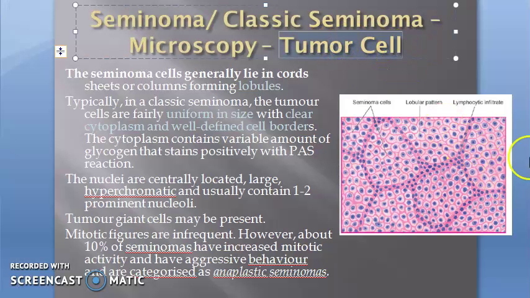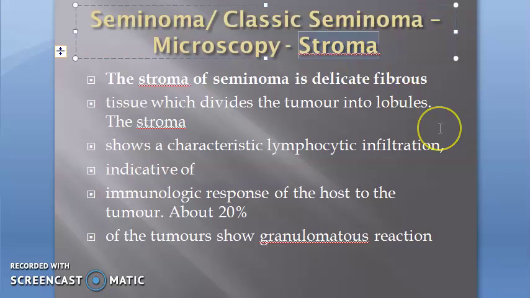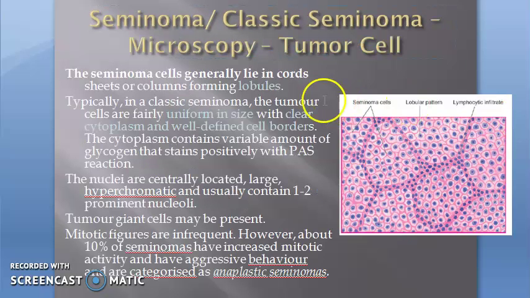Microscopy has been divided into two parts, tumor cell and stroma. So first let's start with the tumor cell. The tumor cells lie in lobules. So that is the first word here. Now coming to the tumor cells, each of them is uniform in size, has clear cytoplasm and well-defined cell borders. Now, the cytoplasm you can stain with the PAS reaction.